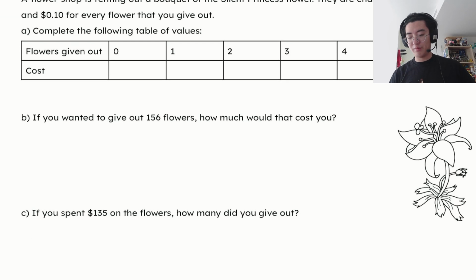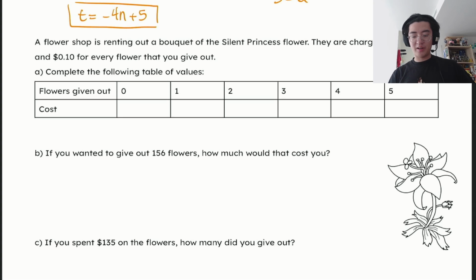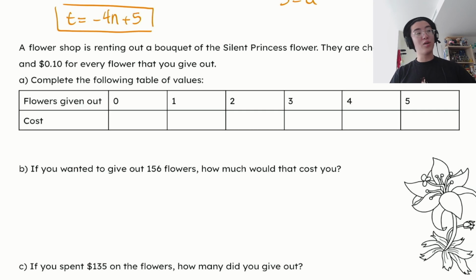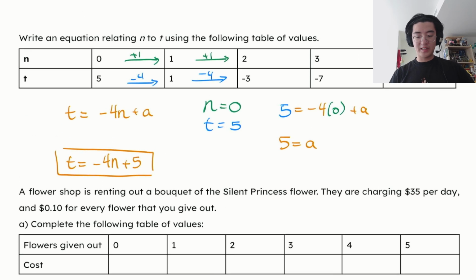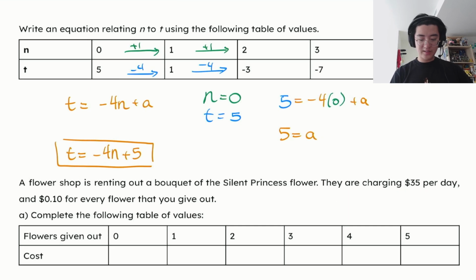And of course, we can put in a word problem here. We've got a flower shop renting out bouquets of the Silent Princess flower. They're charging $35 per day, and $0.1 for every flower that we're giving out. So we can use the table of values first. Let's say there's no flowers given out. Because they're charging $35 per day to use the service in the first place, even at 0 flowers, the cost is $35.